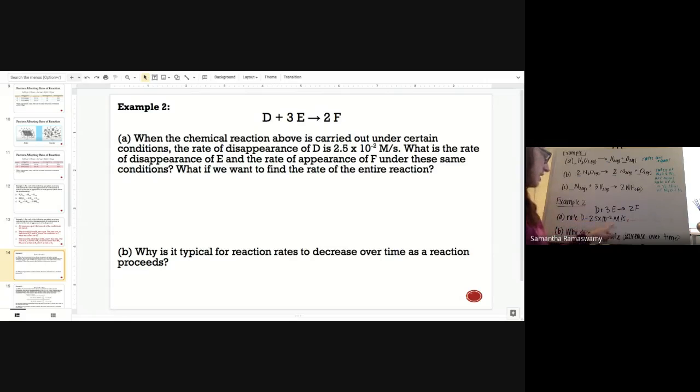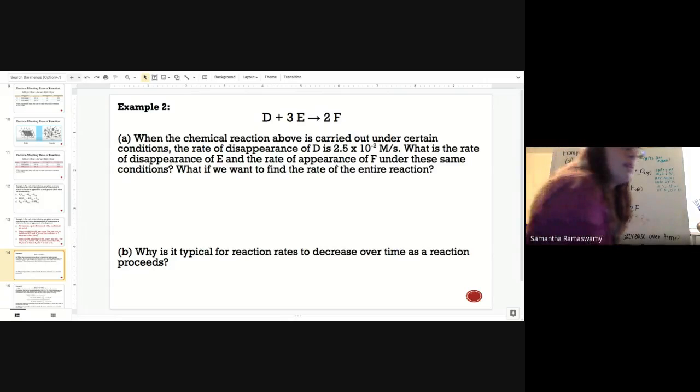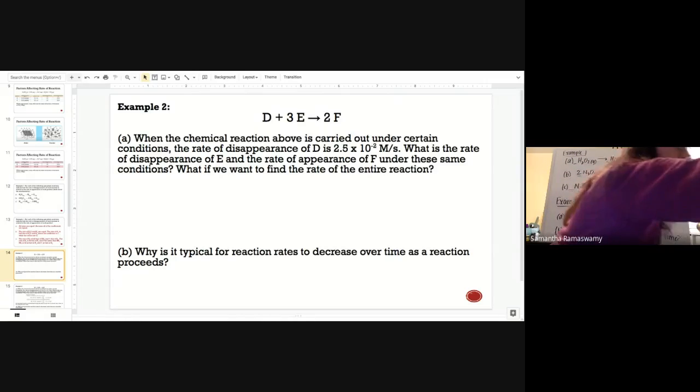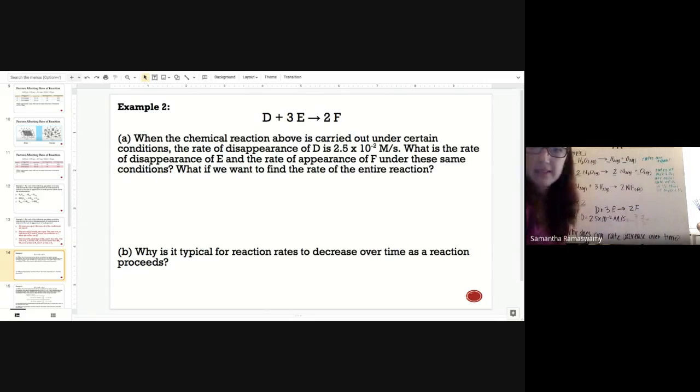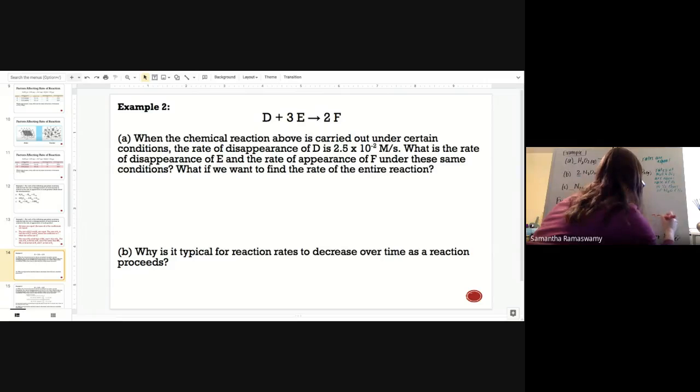So this is D. D is on top, and I'm going to put D on the bottom. We want to go to E, right? It first asks us about the rate of disappearance of E. So I'm going to put E on the top. For every 1 D, there are 3 E's. So 2.5 times 10 to the negative second times 3. Calculator's missing, but I can do this. 2.5 times 3 is 7.5. So there's E.